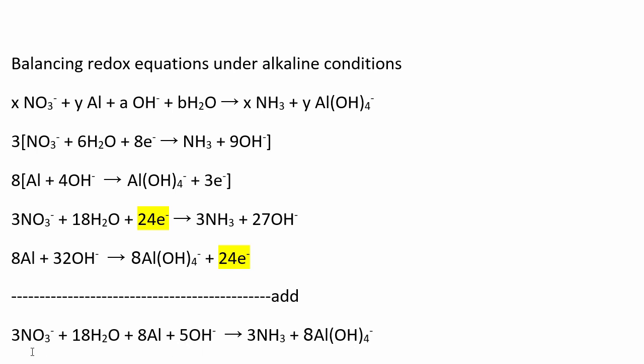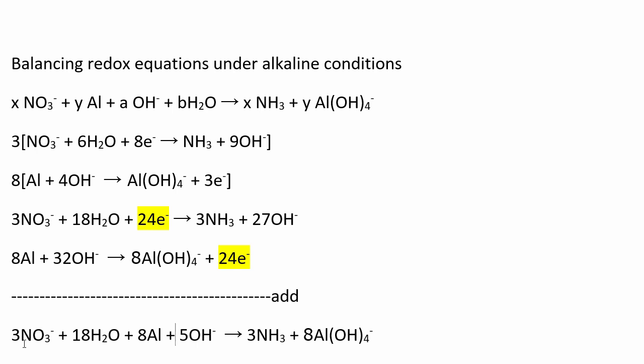So it looks horrible. 3NO3 minus plus 18H2O plus 8Al plus 5OH minus gives 3NH3 plus 8AlOH4 minus is the final balanced redox equation. Now if you want to check it, you would have to count up all of the atoms and make sure that they are correct. Let's take hydrogens. There's 36 hydrogens here, that's a lot, and here there's another 5, that's 41. And here 3 3s are 9, and 8 4s are 32, 32 and 9 is 41. So you can see the atoms look like they're going to balance.